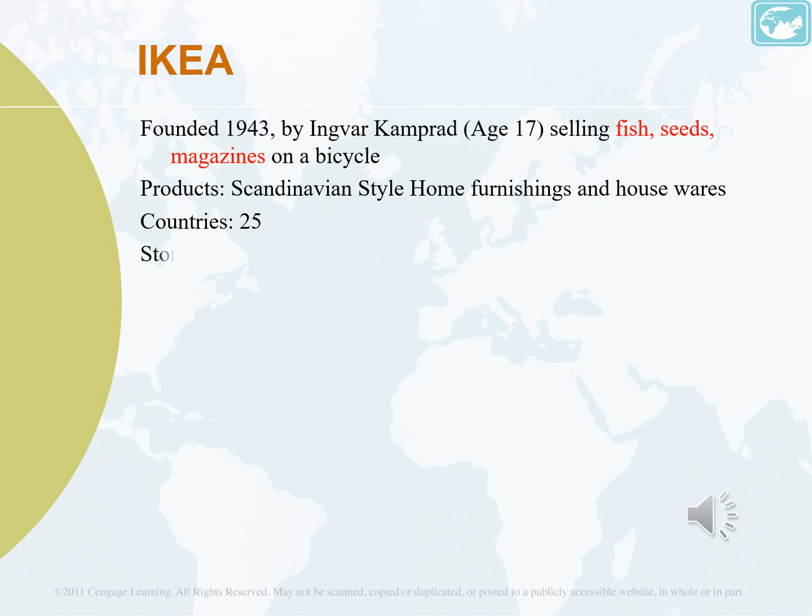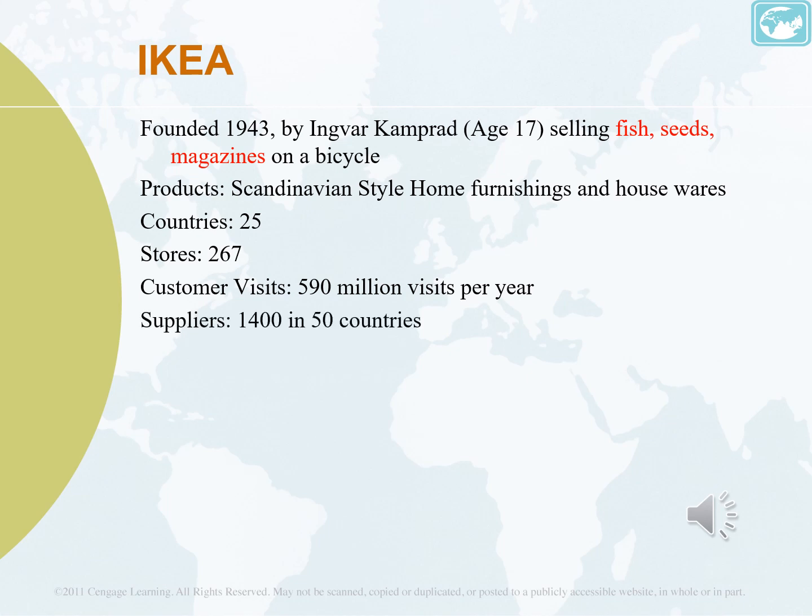Let's look at a company called IKEA that many of you are very familiar with. IKEA was founded by Ingvar Kamprad. When he was 17, in 1943, he started this company. Initially, he was selling fish, seeds, and magazines on a bicycle. Now look at how big a global presence this company has. The furniture is mostly Scandinavian-style home furnishing, housewares, and items related to home furnishings.